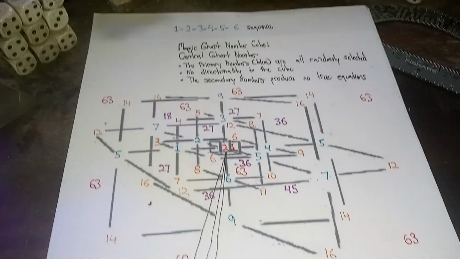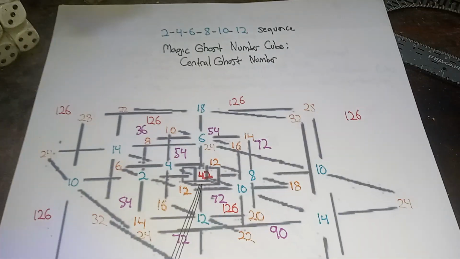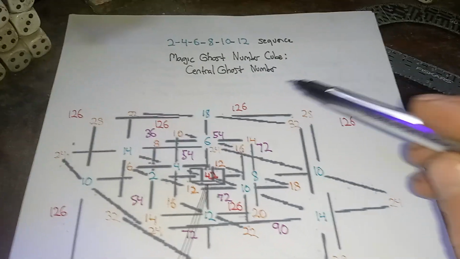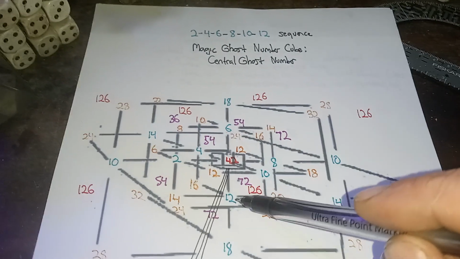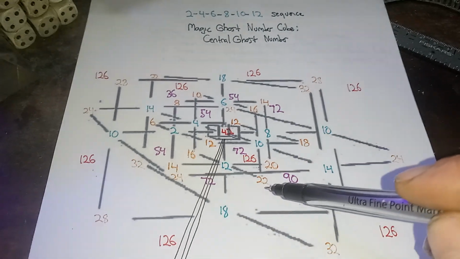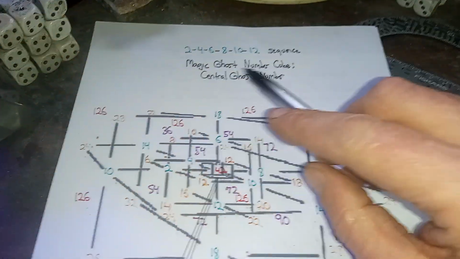So this is another magic ghost number cube, and its central ghost number again is 42. It's 2, 4, 6, 8, 10, and 12. And so that's just another example.